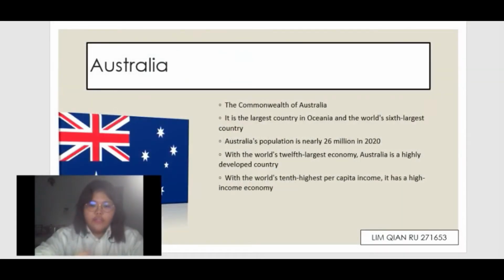Australia, full name the Commonwealth of Australia, is the largest country in Oceania and also the world's sixth largest country. Australia's population is nearly 26 million in 2020. With the world's 12th largest economy, Australia is a highly developed country compared with others. With the world's 10th highest per capita income, it is a high-income country.